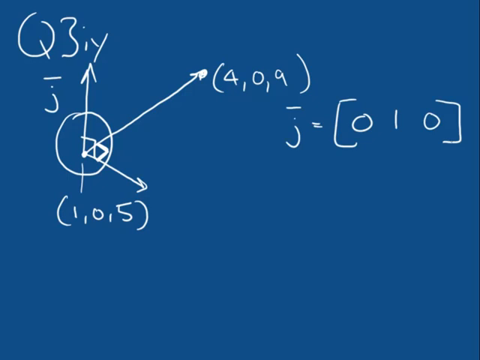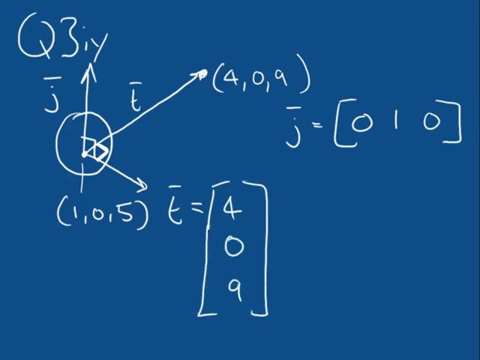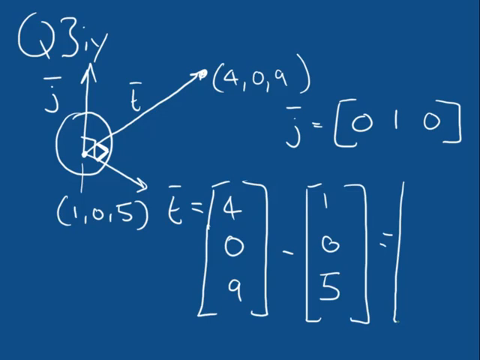And we can create a vector that represents our direction of travel by taking the endpoint 409 and subtracting from it the start point 105. So if I wanted a vector t that represents our direction of travel, that is equal to the endpoint 409. I'm going to write this in column format just so it'll be a little cleaner. So 409. And I'm going to subtract from that endpoint our start point, 105, and that tells us our direction of travel is the vector 3, 0, 4.